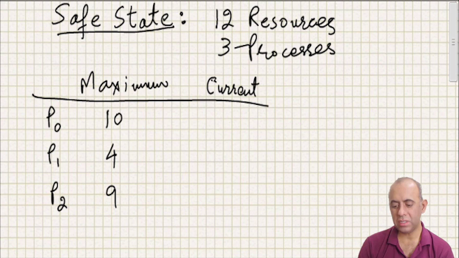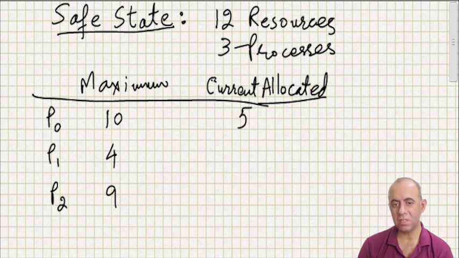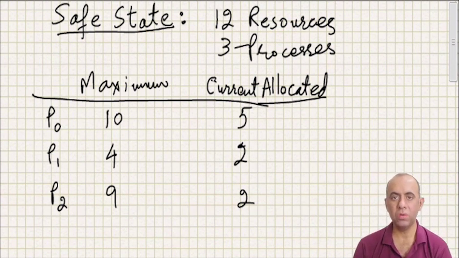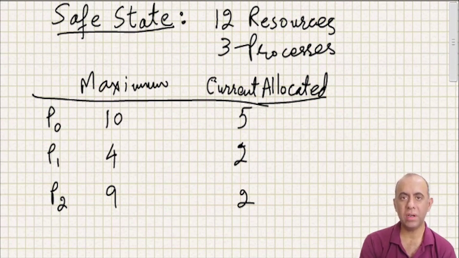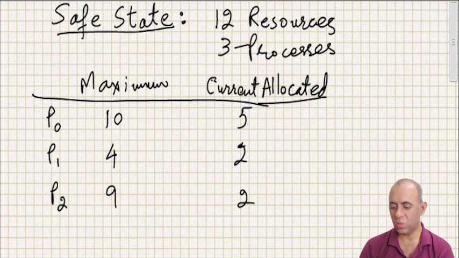Currently each process is allocated some instances, right? For example, P0 is allocated 5 instances, P1 is allocated 2 instances, and P2 is allocated 2 instances. So we want to check whether the state is safe. In other words, if we give the maximum need to any of the processes, can the process finish its execution? So we make another column which is called the need column.